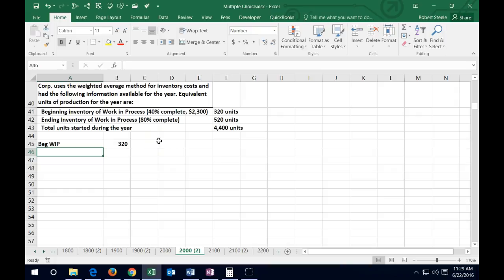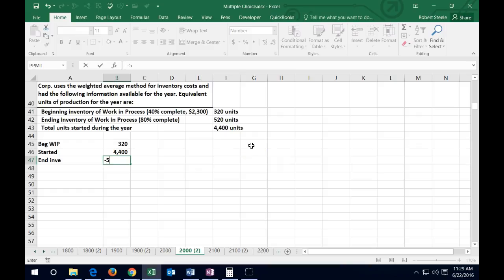And then we're going to have the units that are started, and the units that will be started are going to be the 4400 started units, and we're going to take the units that are in ending inventory, and that's going to be the 520. So that's going to be our calculations.